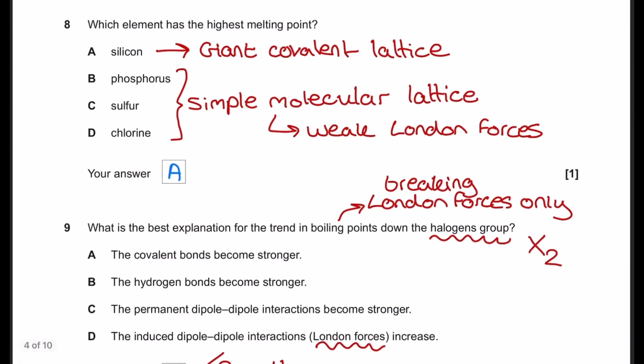Moving on to question 8. Which element has the highest melting point? This is quite a quick one really, if you've learned from module 3 that these 3 are simple molecular lattice structures and typically have very low melting and boiling points, whereas silicon, much like the carbon allotrope diamond, has got a giant covalent lattice structure which requires breaking strong covalent bonds to melt. So our quick correct answer here is A.